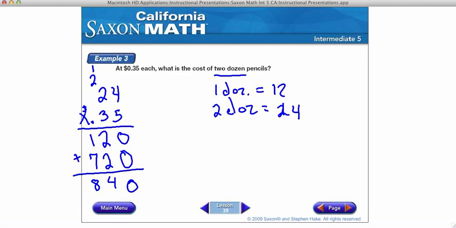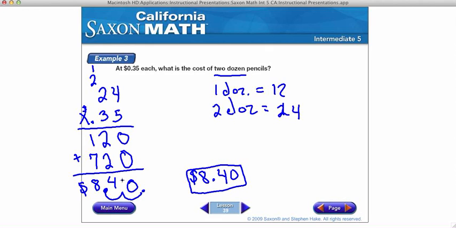Now this is where my decimal point comes in. Whenever I'm multiplying by money, I have to have 2 digits to the right of the decimal. So if this was 840, my decimal would go here. But because this is money, I need to have 2 digits to the right of my decimal point. So I'm going to move my decimal point over and then put in my dollar sign. So 2 dozen pencils actually costs $8.40.